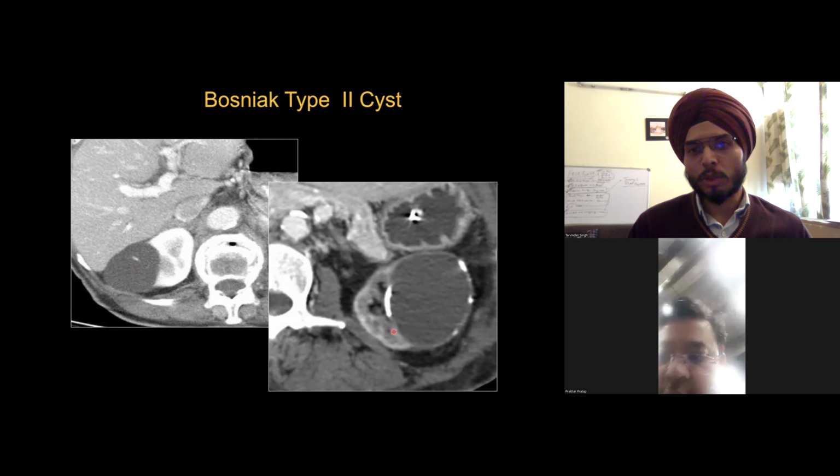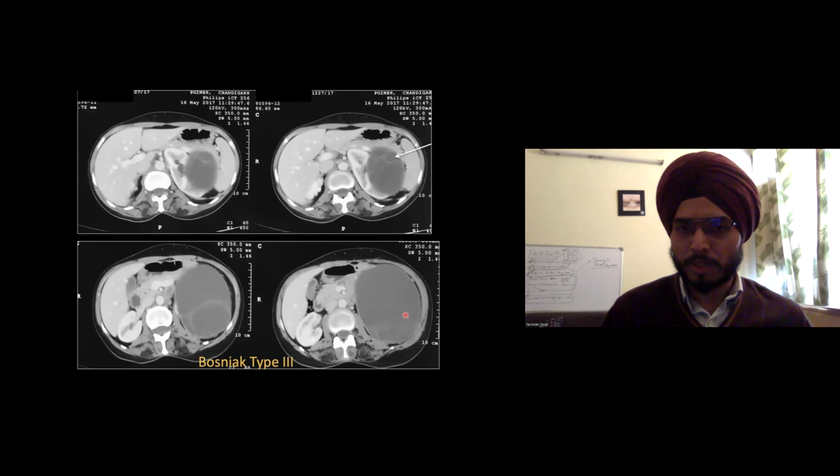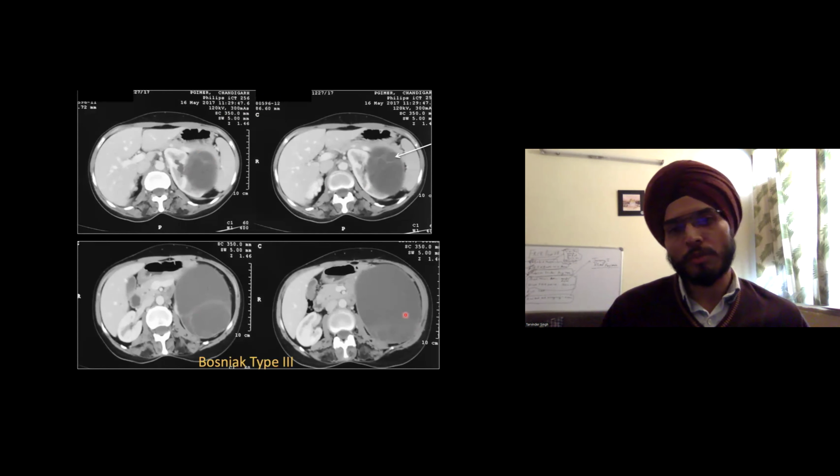And in the third patient, we can see that there is an exophytic lesion arising from the midpole of the left kidney. It has multiple septations within it, which are showing variable thickness and are also showing enhancement. This is a feature of a type 3 cyst, and they have high chances of malignancy, around 50 to 60%.